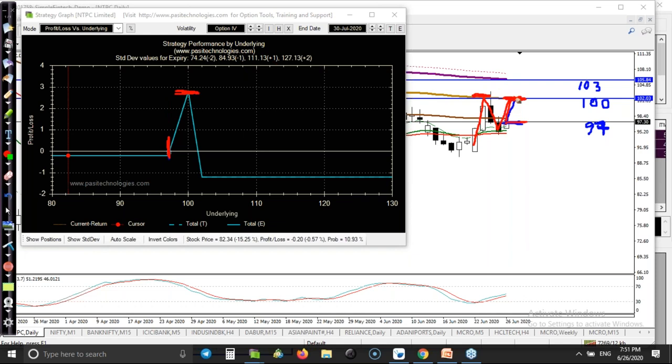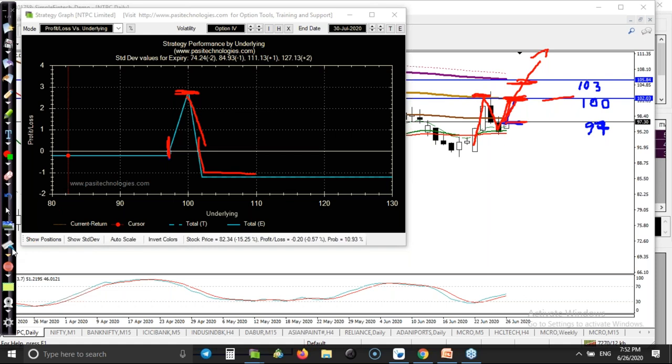Remember, if the price goes farther from our expected target, our profit will decrease, and after breaking this, our loss will start. Once the price goes to this level, which is our expected target of 100, we must close our position, book our profit and come out of the market.